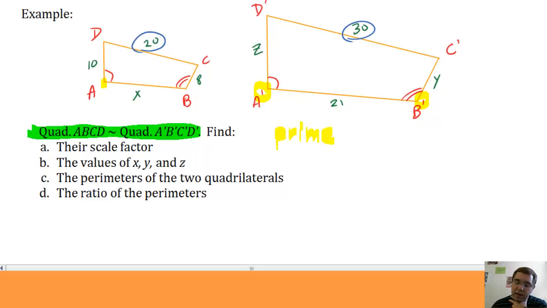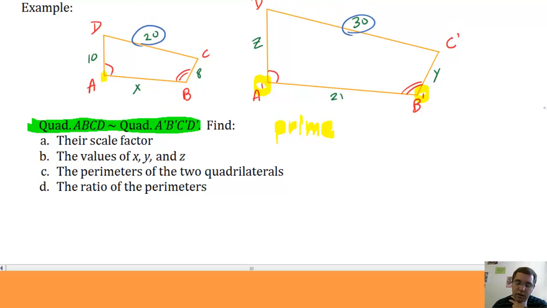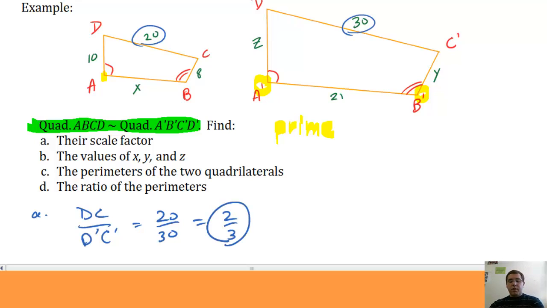So to find the scale factor, we're going to use DC over D prime C prime, which is 20 over 30, and we should always reduce it if we can, so that's 2/3. Okay? A ratio of 2 to 3. Scale factor of 2 to 3, a ratio of 2 to 3 for the sides. Using that, we can find the values of x, y, and z.